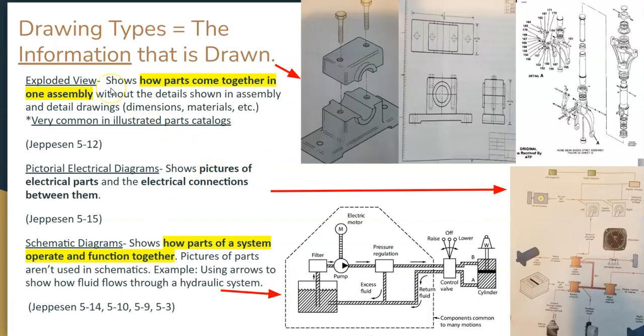We have a few more drawing types, again, information that's being drawn here that I want to show you. We have here something that's called an exploded view. In an exploded view, you'll see very often in illustrated parts catalogs when you're trying to find different parts or you want to see how things are put together. The exploded view is awesome because it shows how parts come together in one assembly or one group of parts that are grouped together. There aren't dimensions, there aren't details, it just simply shows how it comes together.